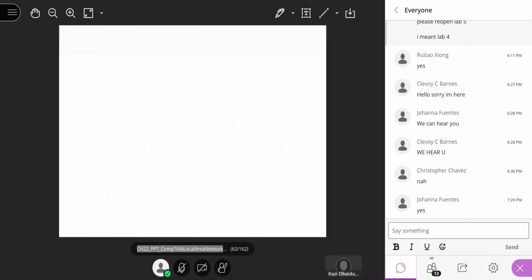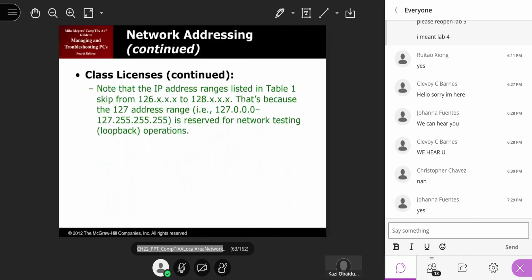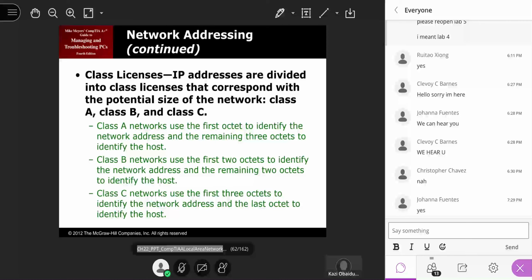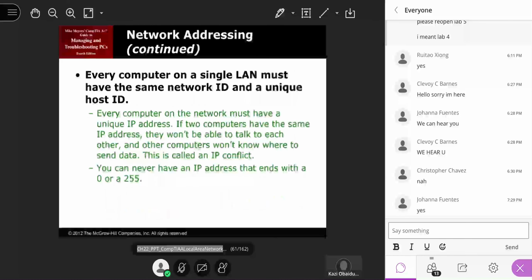I can help you. IP addresses. You don't need to come here. Just read the IP address up to this slide. You read only up to this.